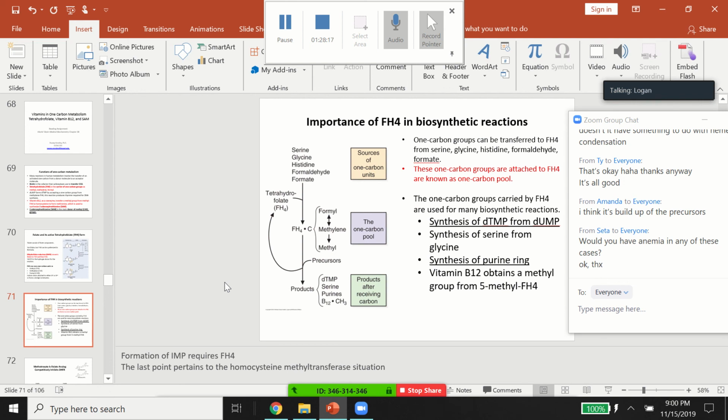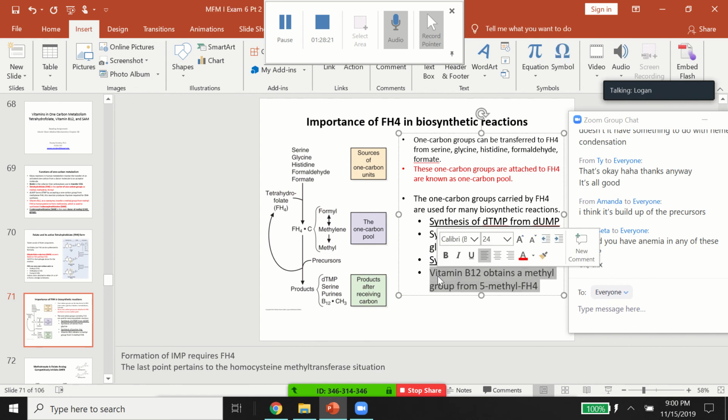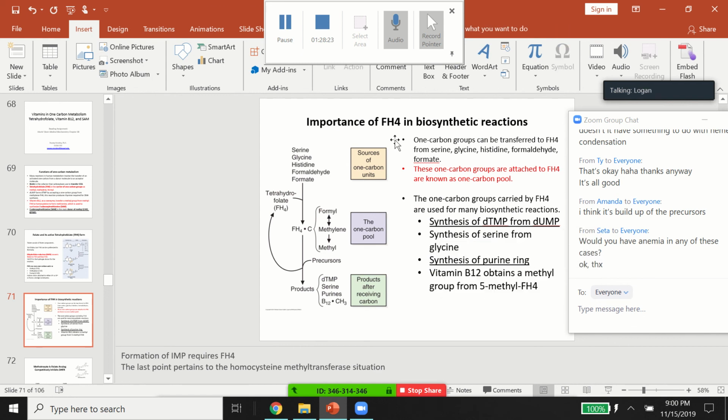We already talked about a few of these. We had literally just talked about it a minute ago. And I've mentioned it a couple of other times with the synthesis of purine rings and the synthesis of dTMP from dUMP. That's one of the coenzymes or cofactors for that process. So I would keep this slide in mind just for what processes it occurs in, to keep your head straight.